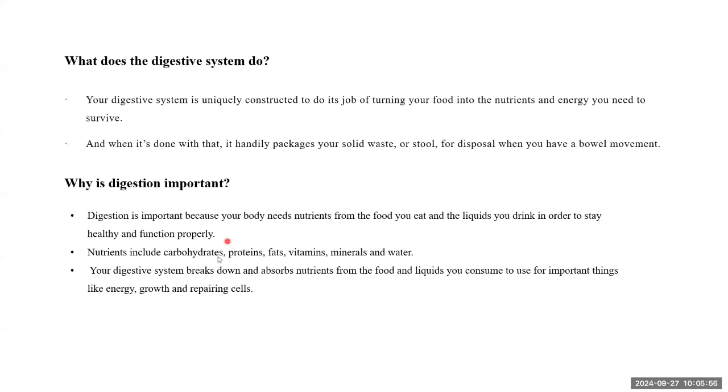Nutrients include carbohydrates, proteins, fats, vitamins, minerals, and water. The digestive system breaks down and absorbs nutrients from the food and liquids you consume to use for important things like energy, growth, and repairing cells. Whatever you take through oral intake eventually gets converted into a usable form of energy, which is glucose, and that glucose is used for proper functioning of our body.